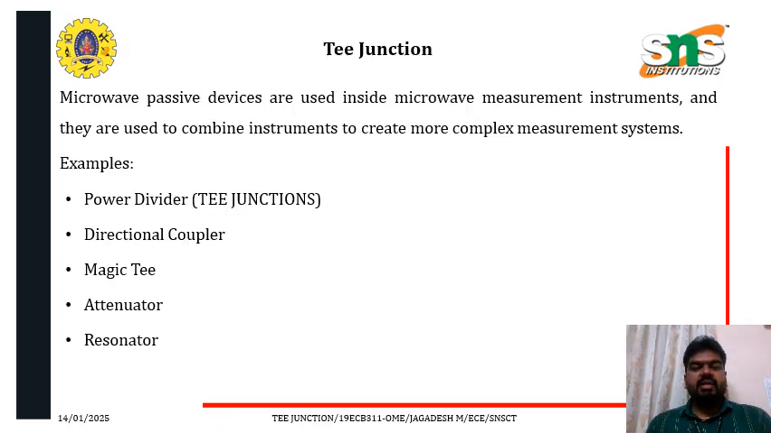So, what is actually a T-junction? Microwave passive devices are used inside microwave measurements, and they are used to combine instruments to create more complex measurements. For example, power divider, that is called T-junction, then directional coupler, magic T, attenuator and resonator.